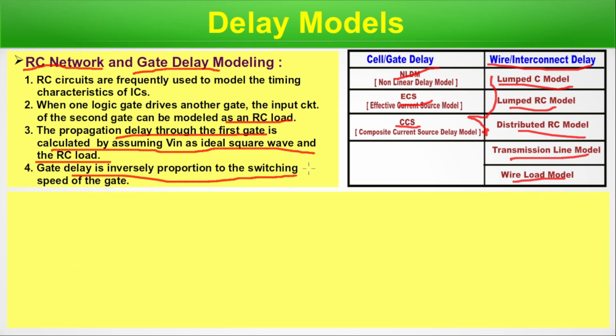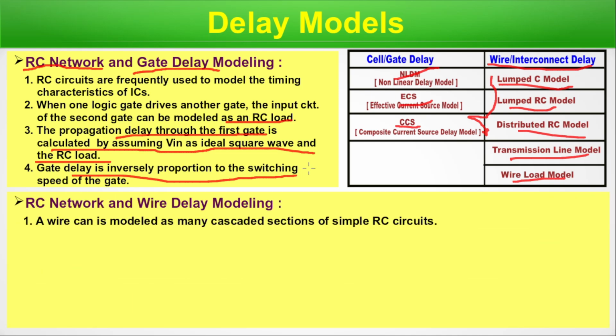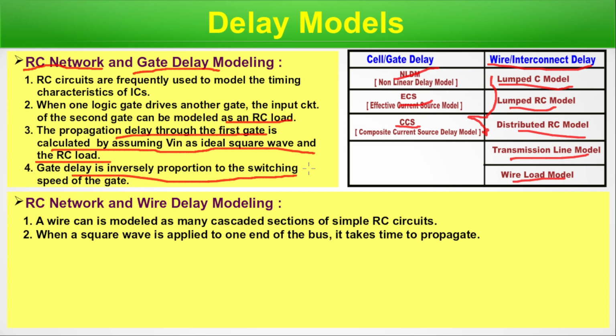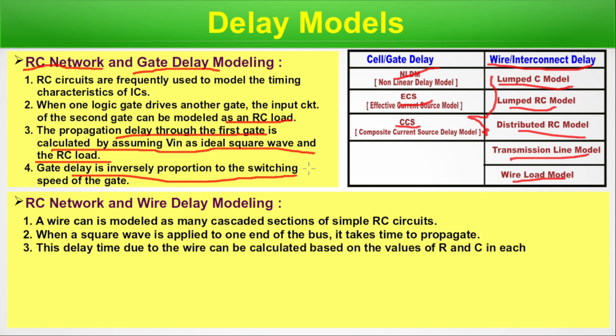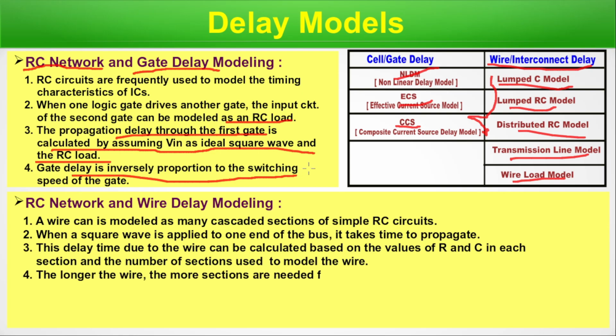Next, RC network and wire delay modeling. A wire can be modeled as many cascaded sections of simple RC circuits. When a square wave is applied to one end of the bus, it takes time to propagate. This delay time due to the wire can be calculated based on the values of R and C in each section and the number of sections used to model the wire. The longer the wire, the more sections are needed for an accurate model.